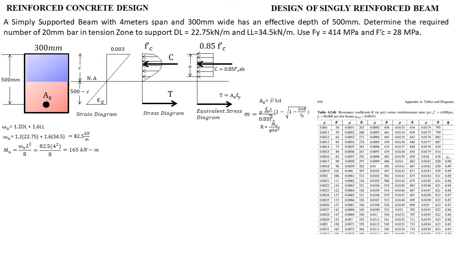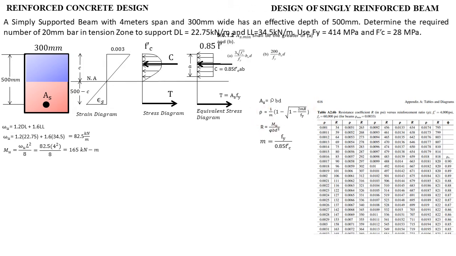So what is the formula to solve m? m is equal to fy over 0.85 f'c, and fy and f'c are all given to us. Once we have m and R, we can now solve rho. And once rho is solved, we can immediately get the area of steel.